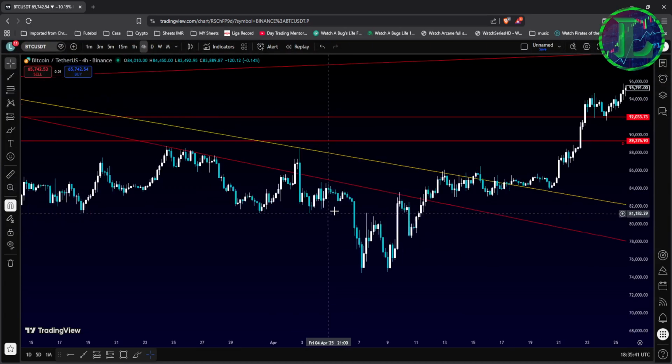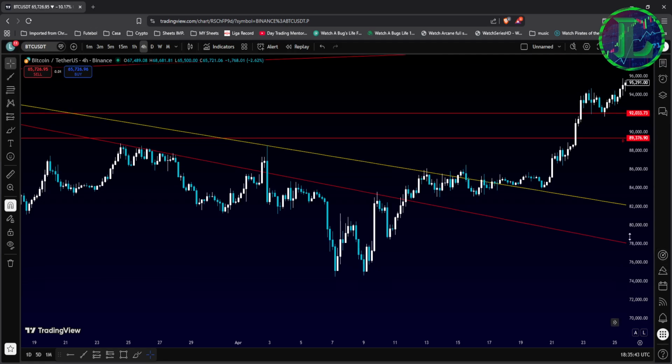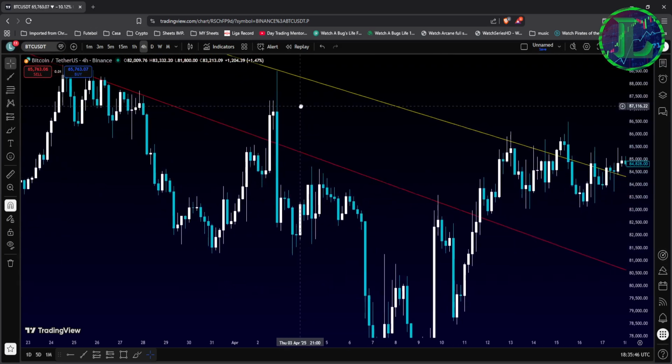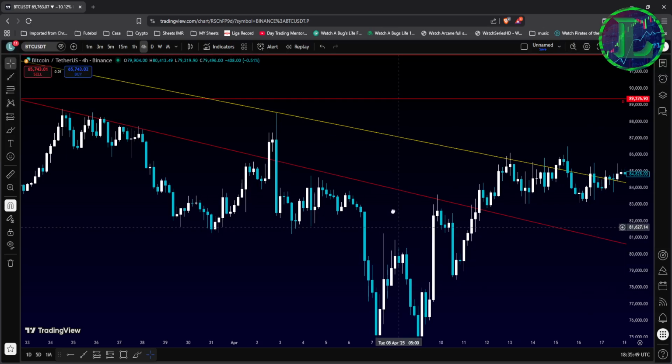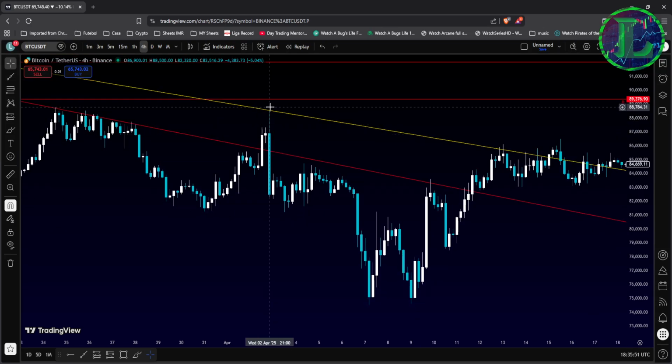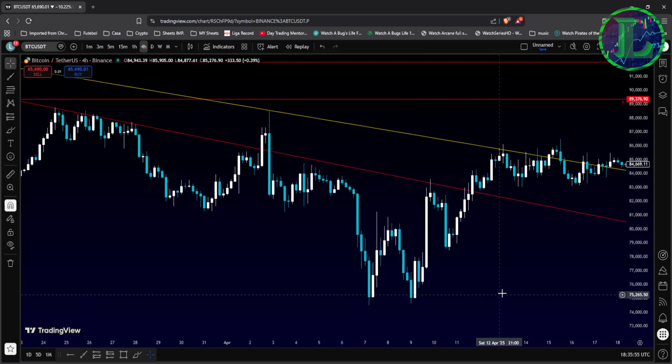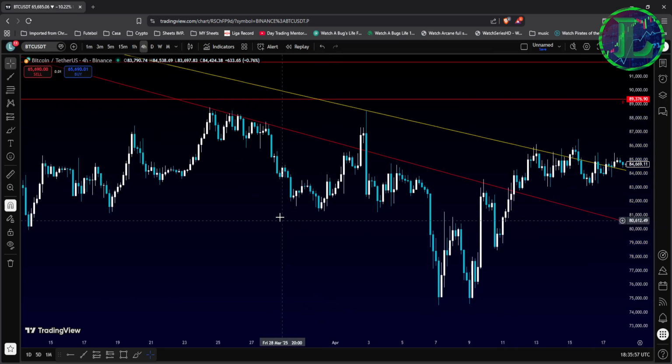Another one here. Okay, this looks like it was tested, but it was not. I already confirmed that. So you can see we fail on that 4 hour, we fail, and we move down another 15%. So this looks amazing.